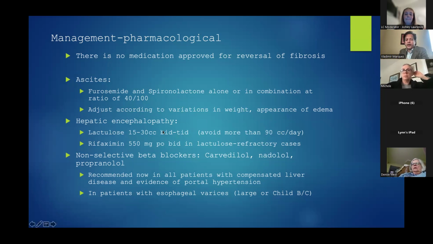So in someone who is refractory to lactulose, that's when we can think about adding another medication called rifaximin. There are more and more recommendations to start these non-selective beta blockers, carvedilol, nadolol, or propranolol, even at early stages of liver disease to help minimize the risk of progression. But if patients have esophageal varices that were detected, it's a group of medication that should be used more liberally.